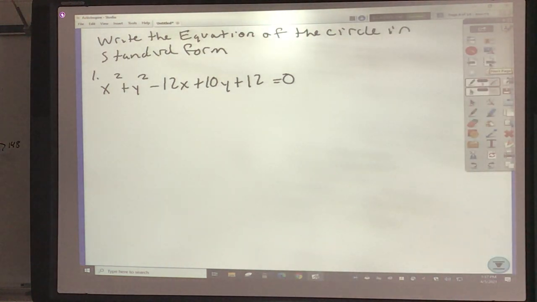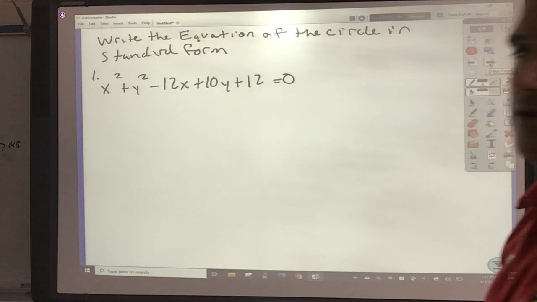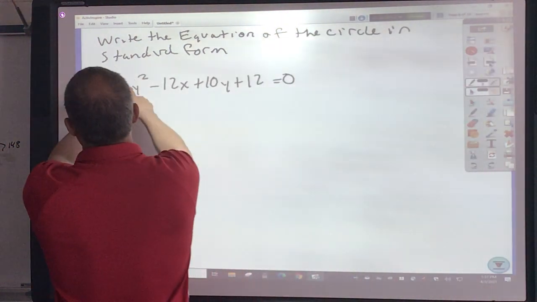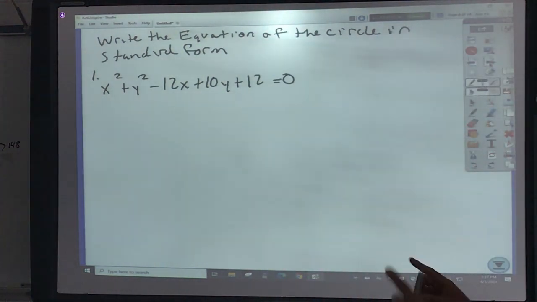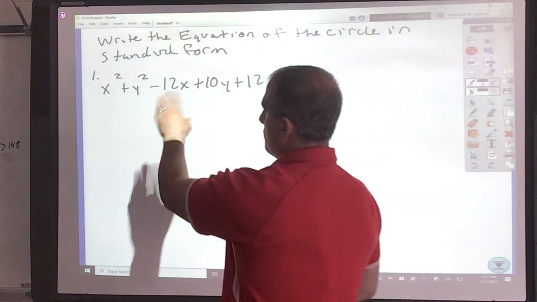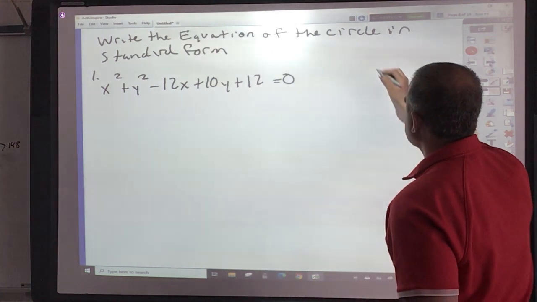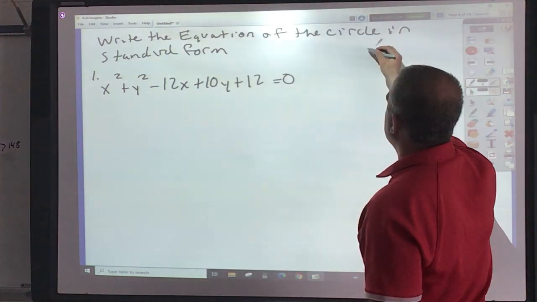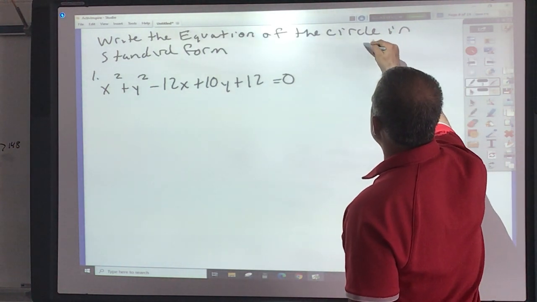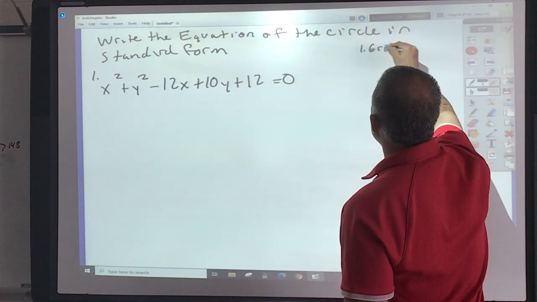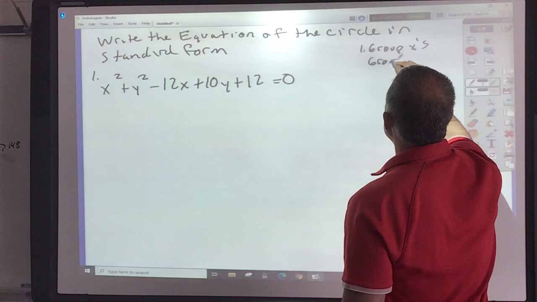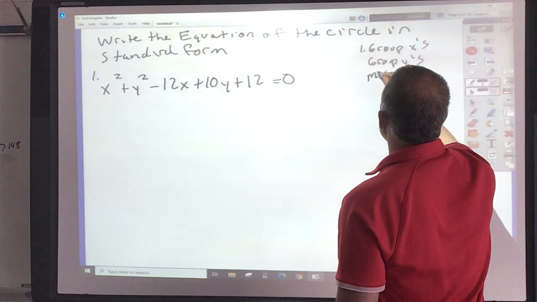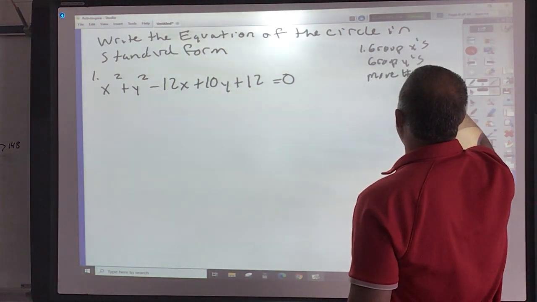Now, we should be able to identify that this is a circle because I have two square terms and the numbers in front happen to be positive. They're positive and they're the same. They both have 1. So what you want to do, I'm going to walk you through this step. What you're going to do first is group the x's, group the y's, and move your number to the other side.